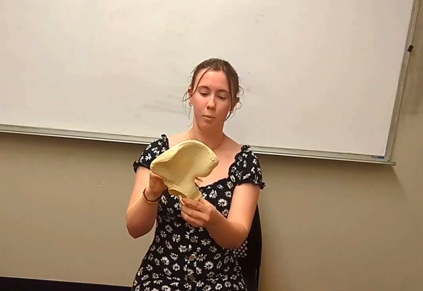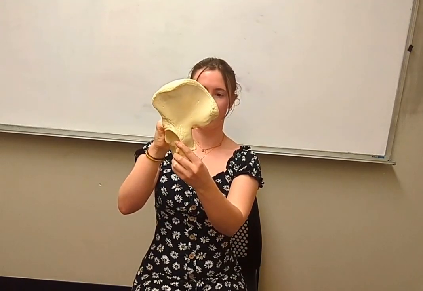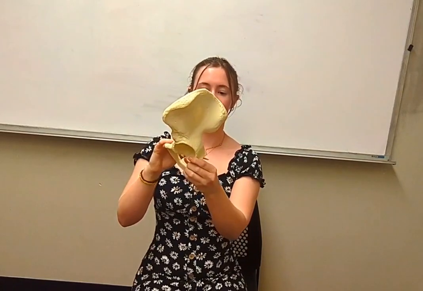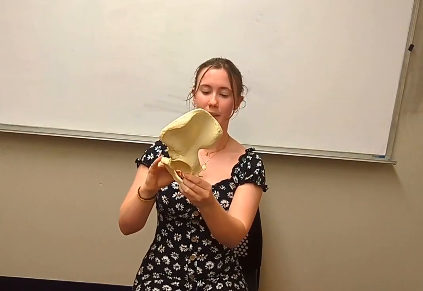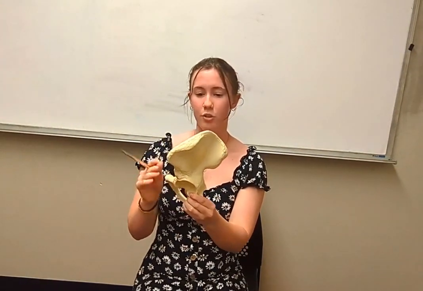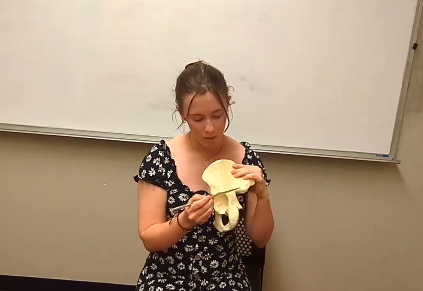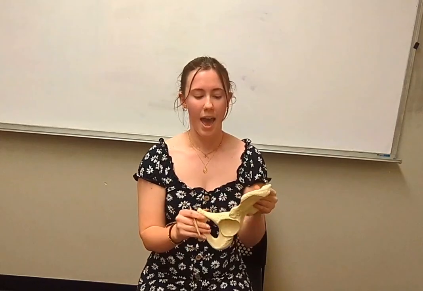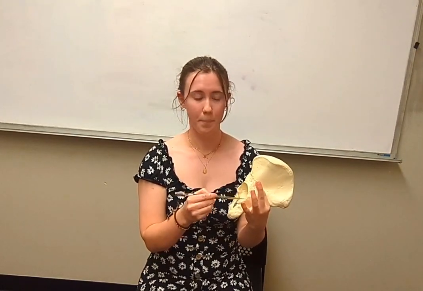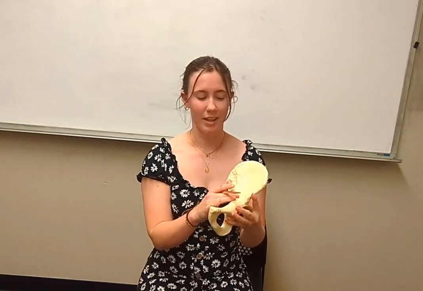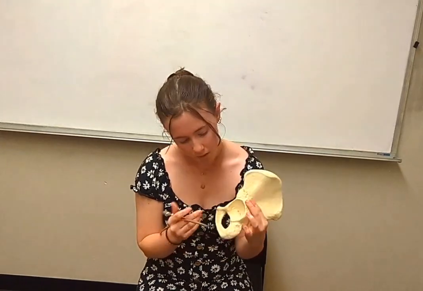Back to the posterior, there is the greater sciatic notch, which is located very high and just below the ilium. And then below the ischial spine, which we'll get to a little bit later, is the lesser sciatic notch. There's also the body of the ilium, which can be seen here and here. And this essentially connects the acetabulum and is just essentially the body.